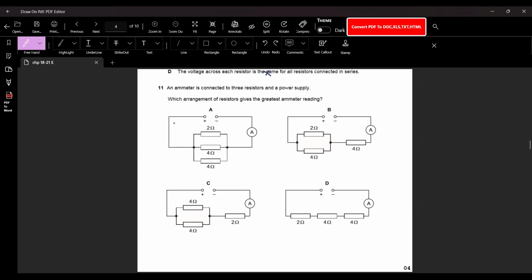Then again, without even getting the values, which would show the greatest reading on the ammeter?